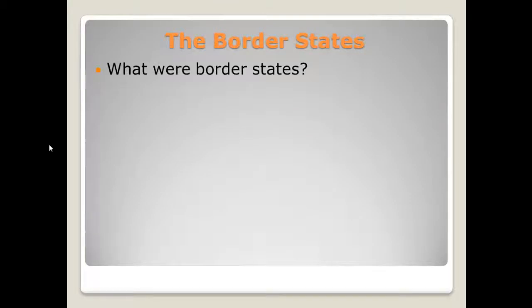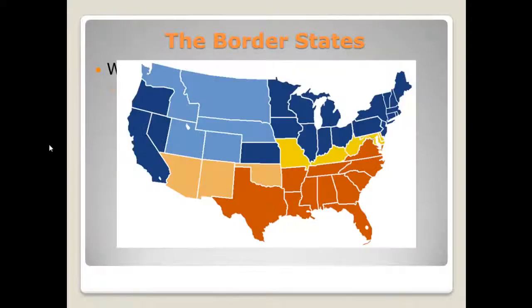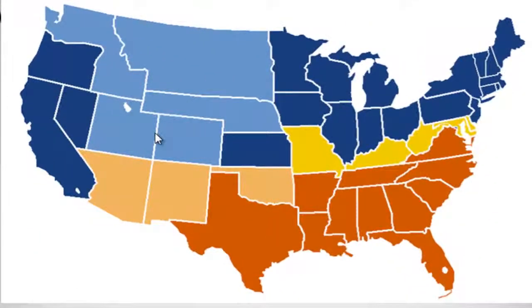All right, so who were the border states? What were the border states? Well, they were slave states that did not secede during the Civil War. So if you take a look at this map, all the blue states are free states. All the orange are Confederate states or states that had slaves that seceded. And then the yellow here are border states. You can see they're right between the border of the North and South. And they had slaves but did not secede.